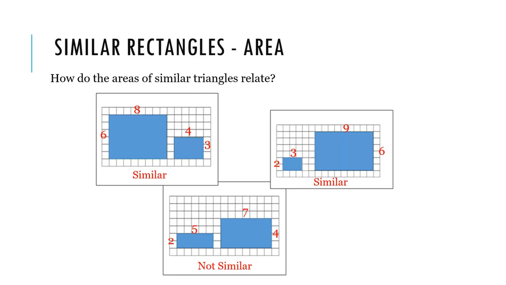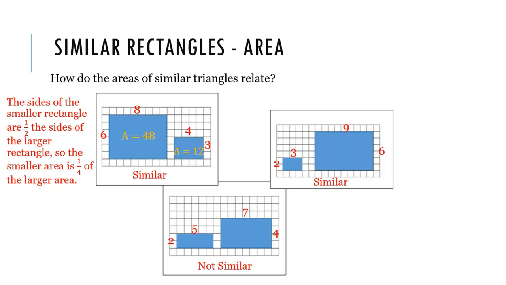How do these relate to the area? Well, the area of the bigger rectangle is 48 units and the smaller rectangle is 12 units. Looking at the sides, remember that going from left to right, the right one is half the size, and the area is a quarter of the size. So 12 to 48 is 1/4. And remember, area is squared, so 1/2 squared is also 1/4.